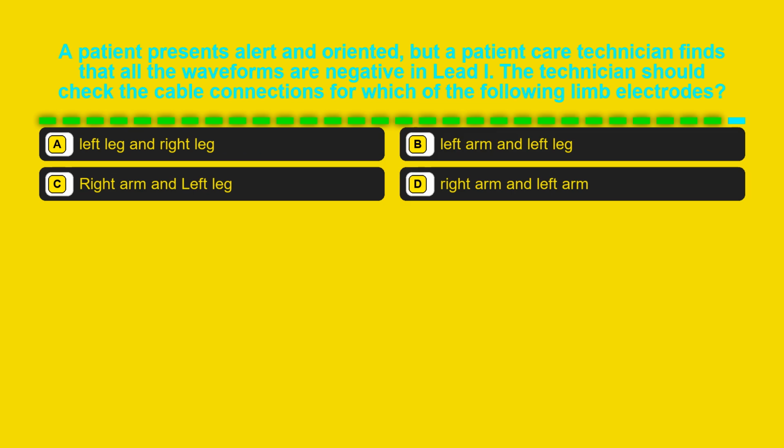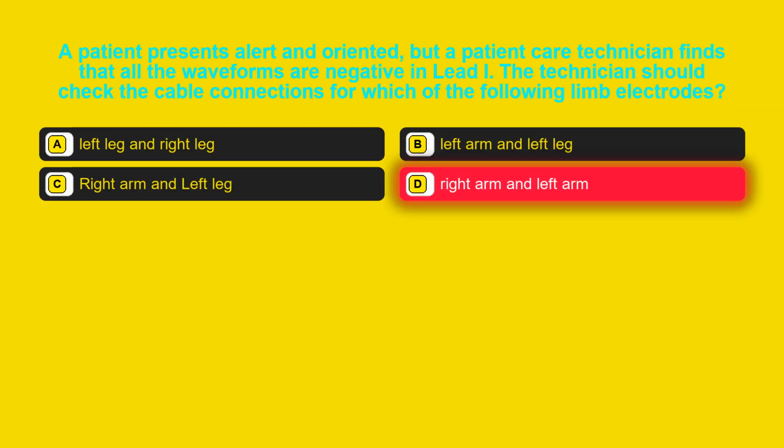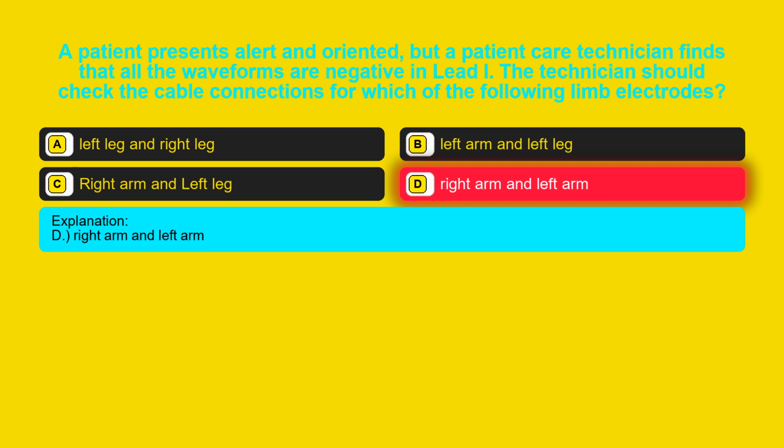Question 57. A patient presents alert and oriented, but a patient care technician finds that all the waveforms are negative in lead I. The technician should check the cable connections for which of the following limb electrodes? Option A, left leg and right leg. Option B, left arm and left leg. Option C, right arm and left leg. Option D, right arm and left arm. The correct answer is option D, right arm and left arm.